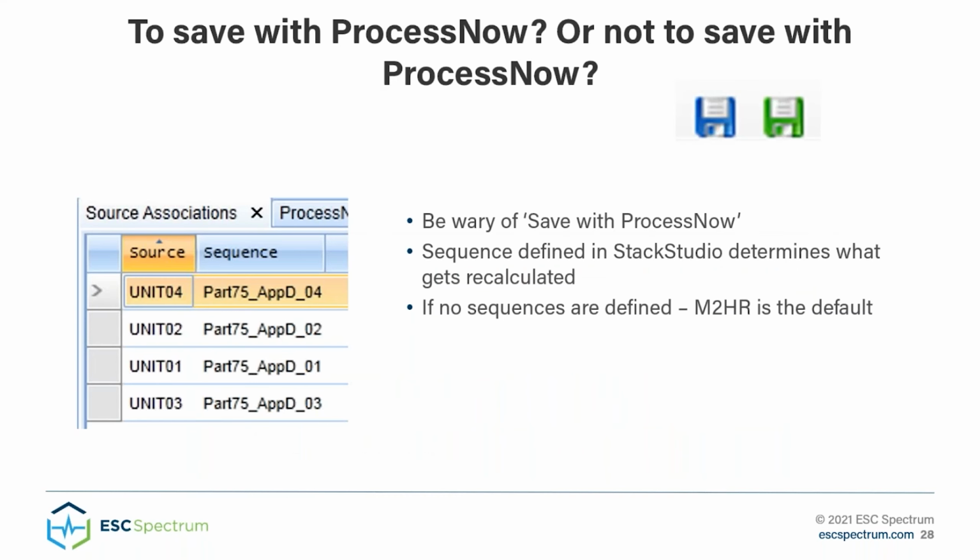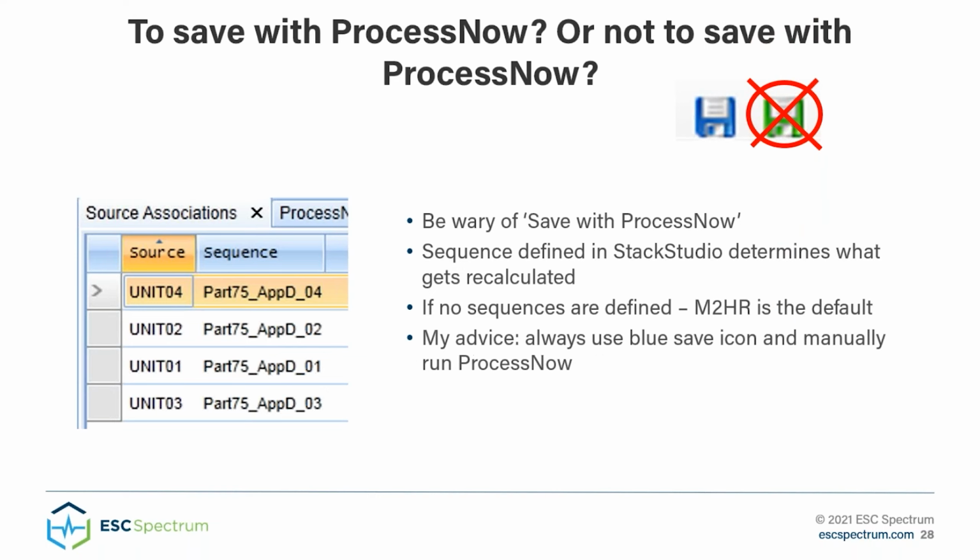All right, next slide. Okay, so another thing just to be wary of is we have in Data Lab two save options. We have save without ProcessNow, and we have save with ProcessNow. They are distinguished between the blue and green floppy disk items you see in the top right corner there. Blue is save without, green is save with ProcessNow.